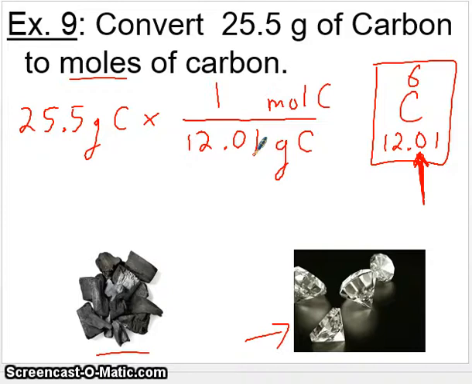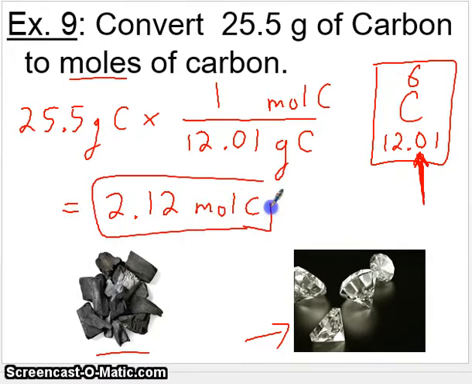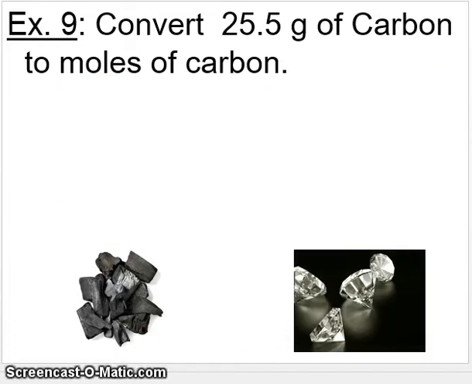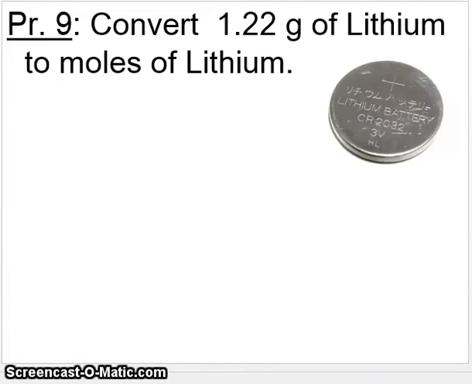So if you put this in your calculator, go ahead and do it. You should get yourself 2.12 moles of carbon. Go ahead and put carbon at the back. So this is how we will use the periodic table number for our calculations. Let's go ahead and do the same thing, or in fact, go ahead and try the same thing on your own. Pause the video and try this on your own.